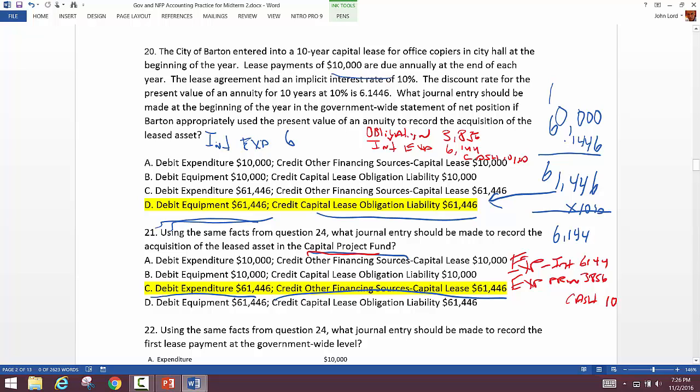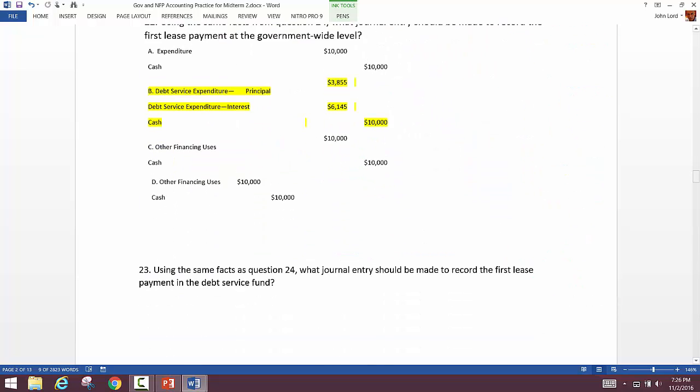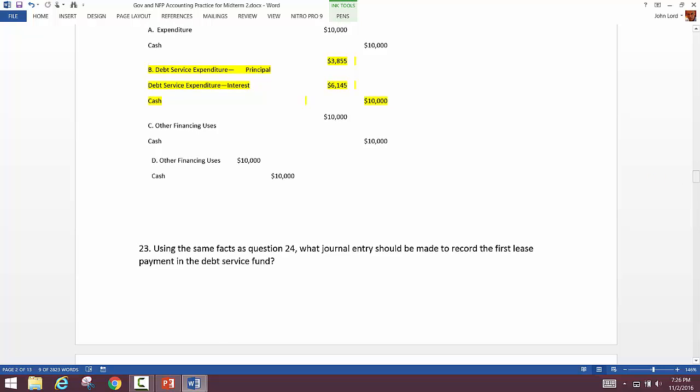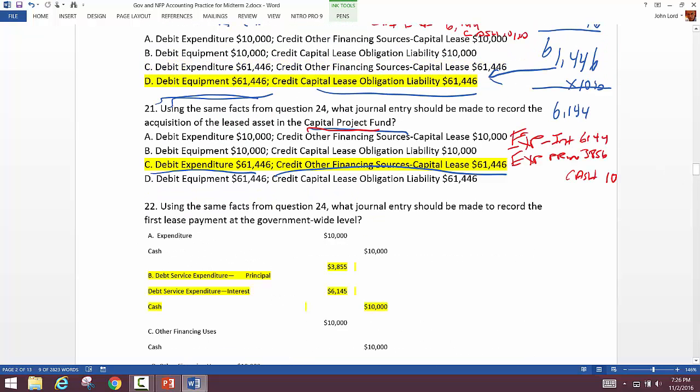Let's do this 22, because then we'll take the break, because it's saying using the same facts. Oh. Using the same facts of question 24, what journal entry should be made to record the first lease payment? There it is, right? You talking to me? You're talking to yourself, okay.